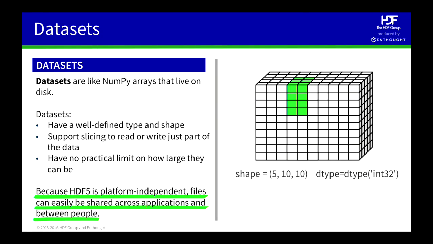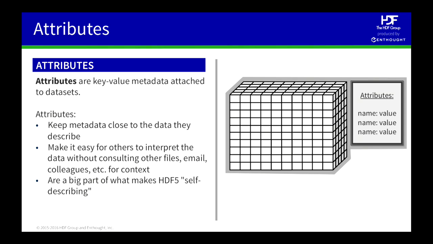And because HDF5 is platform independent, the files that you create can easily be shared not only between computers, but also between environments. The next piece of HDF5 is attributes. Attributes allow you to attach key-value metadata to any object in the file. Importantly, this means that metadata, or context information, is always located right next to the data it describes. So, when you share your information with other people, they can very easily understand what it means. All the information required to make sense of your data is stored right there in the file.